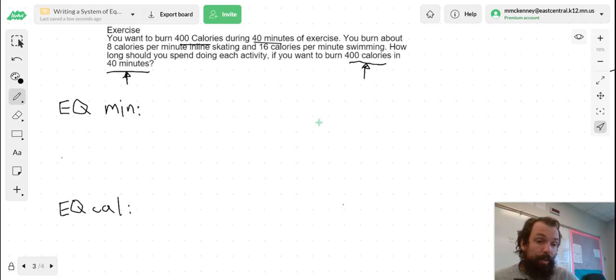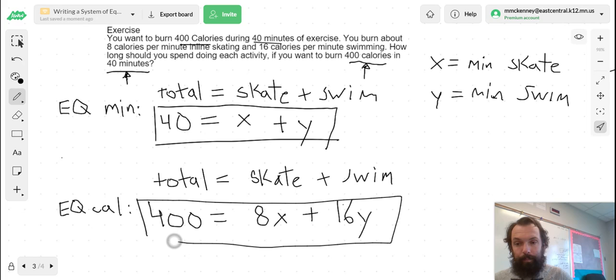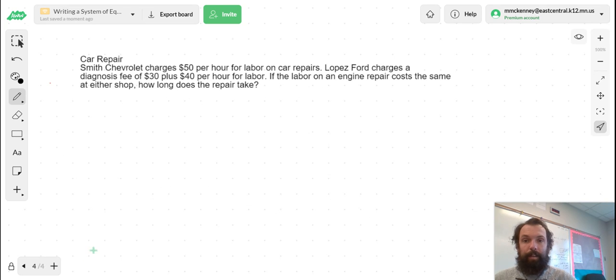So we have two things changing: the hours for labor, and we need the cost. Now the cost includes both the fees and the hourly charge. H for hours. For Smith, it's pretty straightforward. $50 per hour for labor, and that's it. So the cost is equal to $50 times the number of hours. There's our equation.